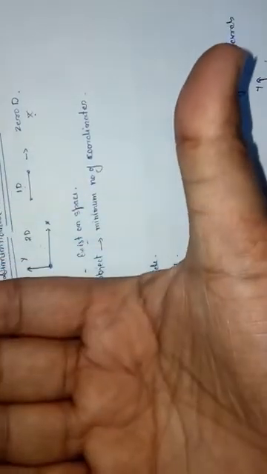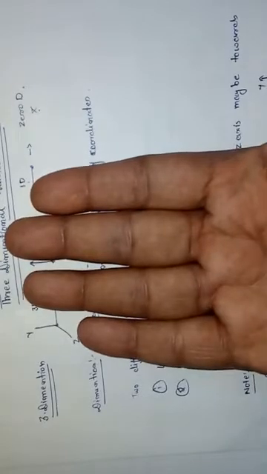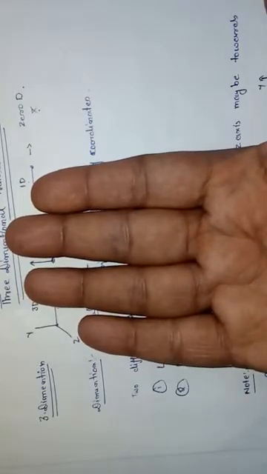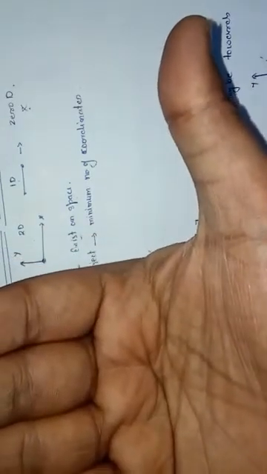So if our fingers go from X to Y, folded like this, our thumb is going in the Z direction. This is called the RHS. This is my right hand. In the right hand side, our four fingers show the X direction and are folded from X to Y. Then our thumb shows the Z direction on the positive axis. This is called the right hand side.